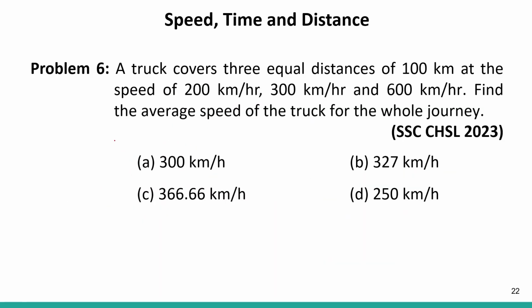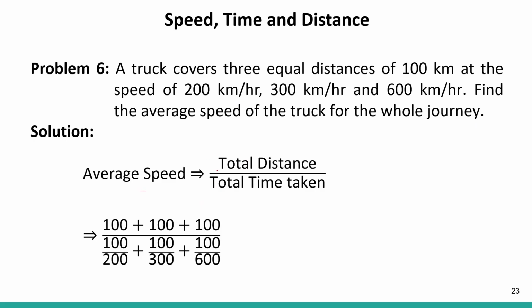Okay. So let's see problem number 6. A truck covers 3 equal distances of 100 km at a speed of 200 km per hour, 300 km per hour, and 600 km per hour. So find the average speed of the truck for the whole journey. This question has appeared in the SSC CHSL 2023 paper. So among option A, B, C, and D, let's see which among these four is actually correct.